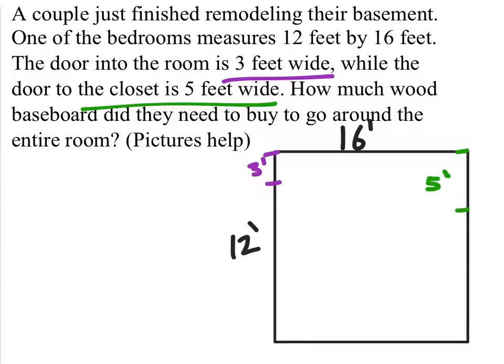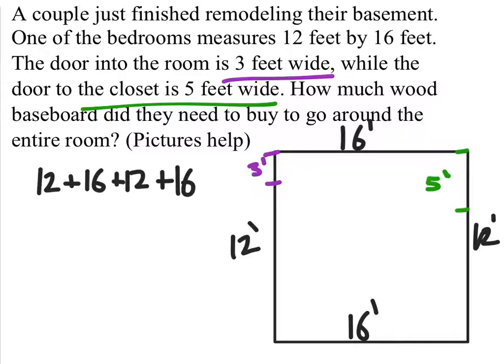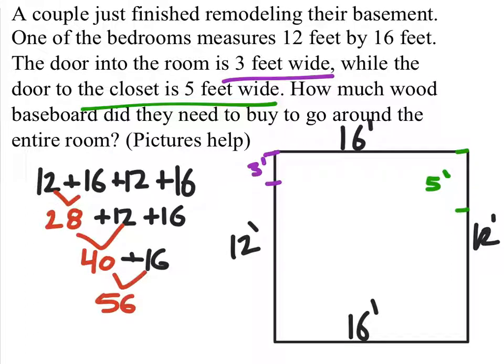Now the reason why we have to account for the closet and the door is because there would be no baseboards along those two lengths. So when we look at it like this, we are looking for how much baseboard is going to go around the entire room. So we could treat the room as though it had no doors or closets. So this length here would be 12 feet, and this one also 16 feet. So it's really a perimeter problem where we're going to take 12 plus 16 plus 12 plus 16. And doing the math on these would indicate that the perimeter is 56 feet.